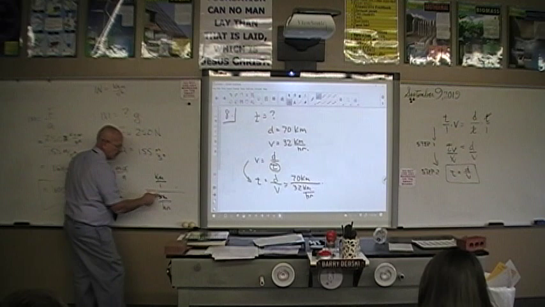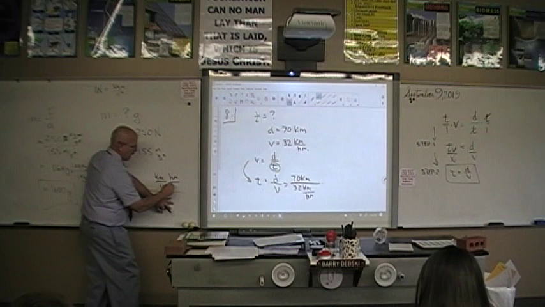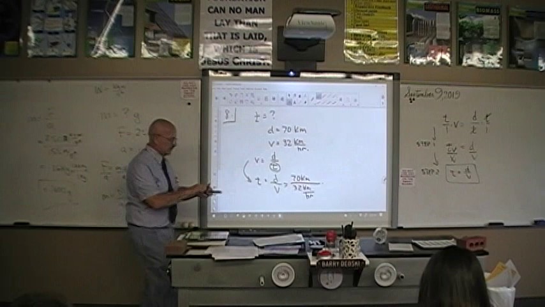Why? Treat it like a complex fraction. I need to multiply by the reciprocal. So basically, I'm going to flip this upside down and multiply by hours over kilometers. So the kilometers do cancel out. I end up with hours. It works. Do this enough times, and you'll start to see how these units work out. So this is going to be in hours. It's going to work out beautifully. Kilometers are going to cancel out.